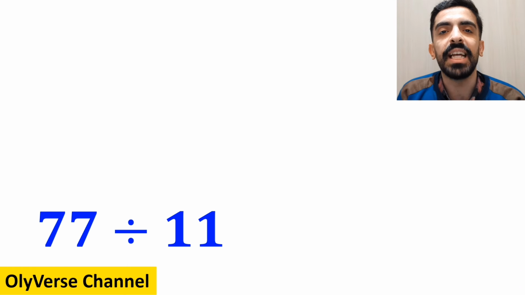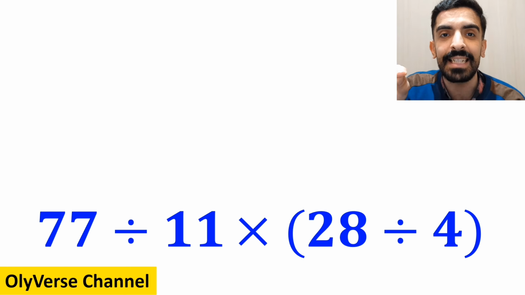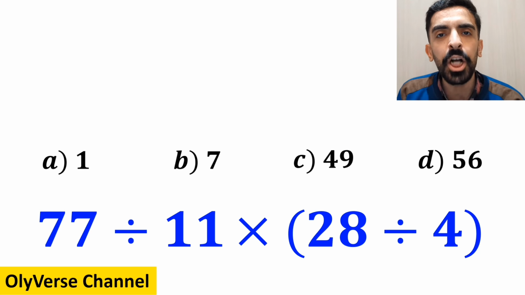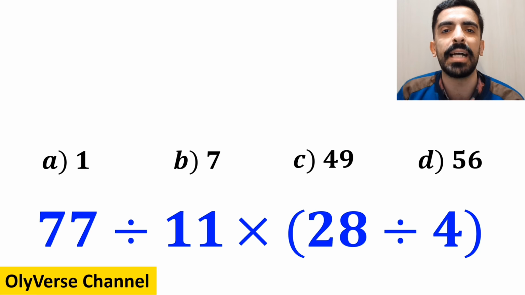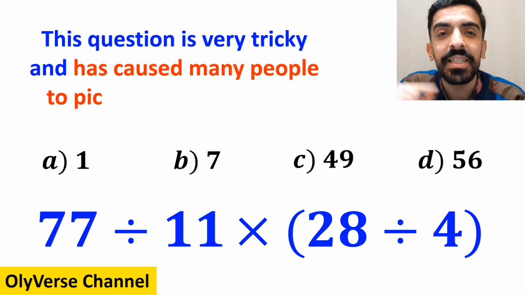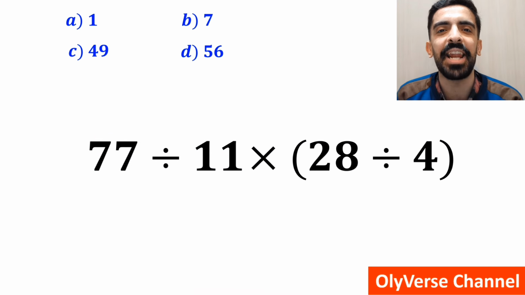What is the value of the expression 77 divided by 11 multiplied by (28 divided by 4)? Which option do you think is the correct answer to this question? This expression is very tricky and has caused many people to pick the wrong option. Let's go step by step and solve it together.